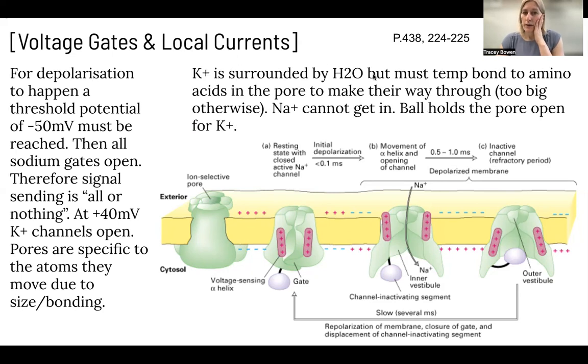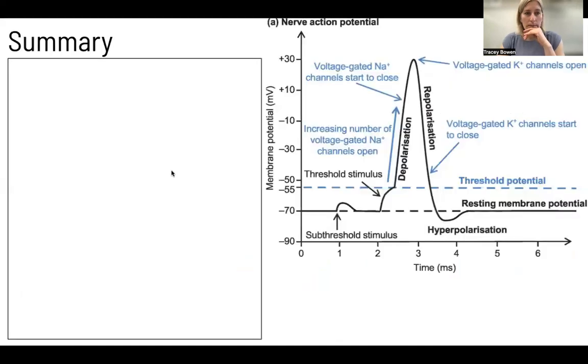And potassium is surrounded by water, but it must temporarily bond 2 amino acids in the pore to make its way through. Otherwise, it's too big. So that sodium can't get in through a potassium channel, but the ball is going to hold open the channel for potassium. So this is a sodium channel that we're looking at, but you can see a picture of the potassium channel on page 439 of your textbook.